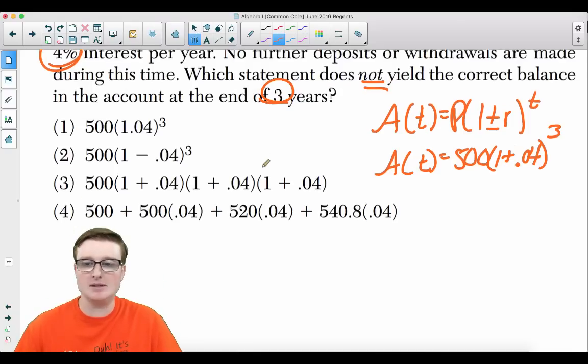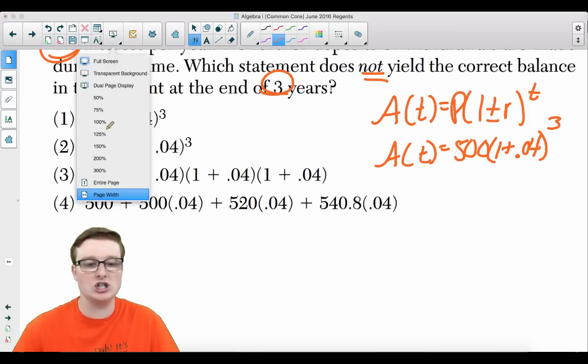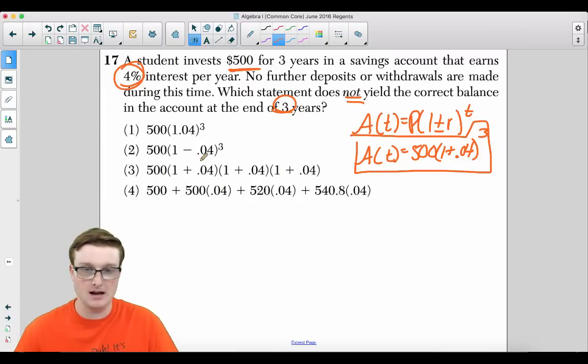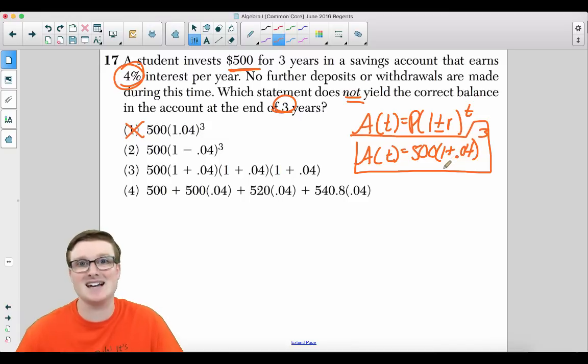So now your job is to correctly find which equation does not match this thing right here. Well, obviously, it's not going to be choice 1, because choice 1 is showing that exact same equation, except they just decided to combine the 1 and the 0.04. Okay, so that's good. Choice 2, 500 times 1 minus 0.04 to the third.